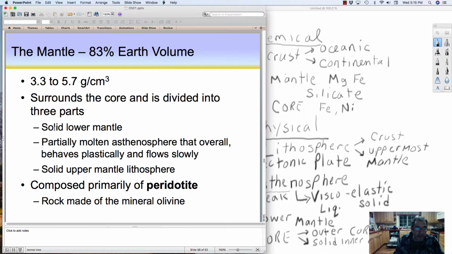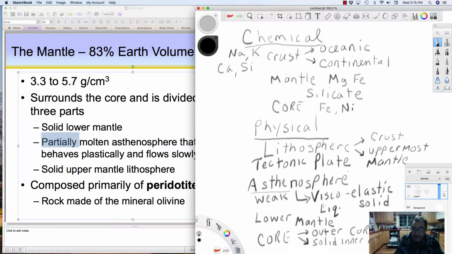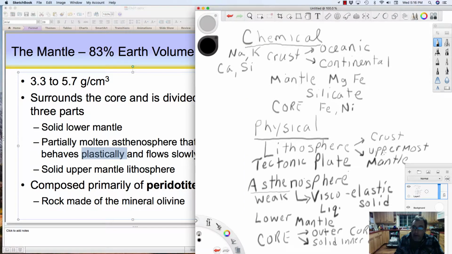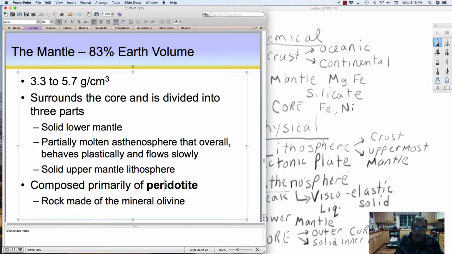So again, solid, right? And here they say that the asthenosphere is partially molten. Well, maybe there might be pockets of magma, but again, it behaves like a liquid and a solid. It's the viscoelastic nature of it, right? But it does flow plastically, right? And then we have this solid upper mantle lithosphere, which would be our uppermost mantle here. And the rock that's important here is peridotite.